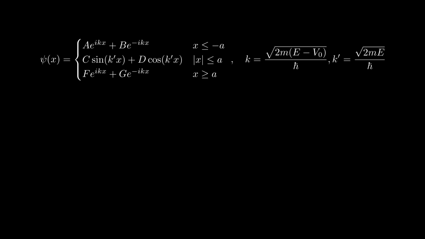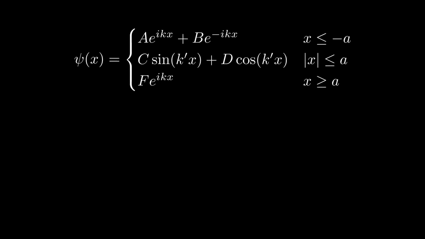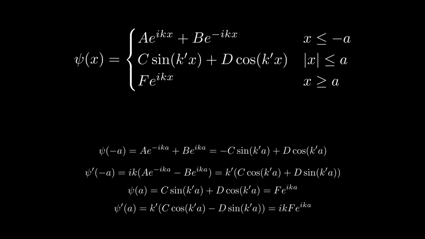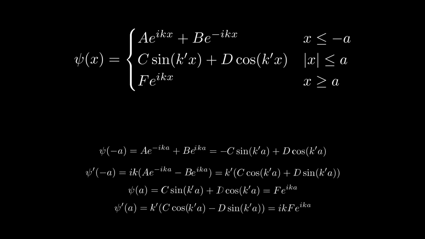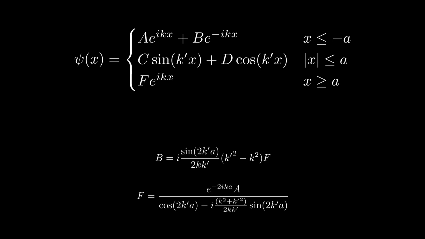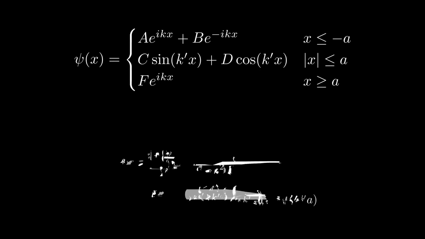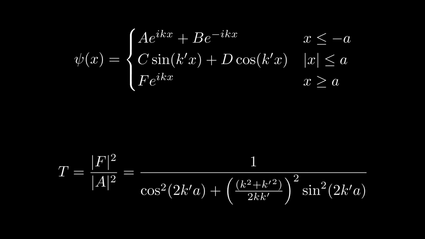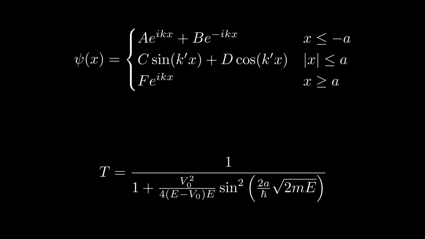We will assume a right-moving incident wave from the left, meaning that G, of course, will be 0. Using the continuity and differentiability conditions at x equals plus or minus a, we get 4 equations that we can rearrange with some tedious algebra to get the following relations between B, F, and A. Computing T equals the absolute value of F squared over the absolute value of A squared, we get the following value for the transmission coefficient as a function of E.